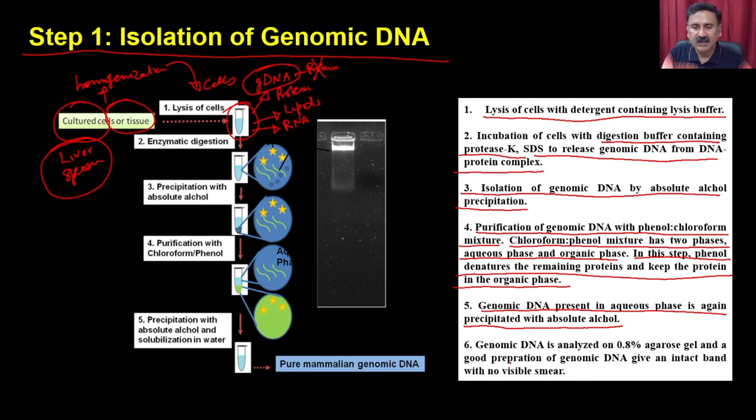Now in the last step, because it's genomic DNA, you also have to test that the genomic DNA is perfect. So you're going to analyze the genomic DNA on 0.8% agarose, and a good preparation may give an intact band with no visible smear. So this is what you see. This is the genomic DNA, right? This is the control where there is no genomic DNA, and this is the genomic DNA. What you see here is that we have one intact band and that migrates very slowly because the genomic DNA is very big, so it does not migrate very fast.